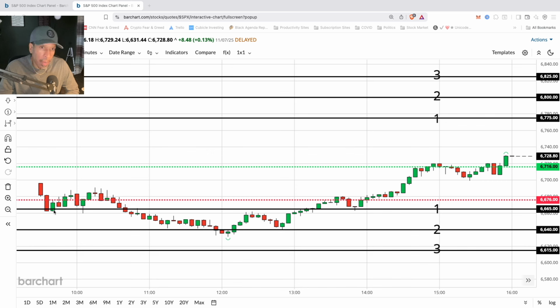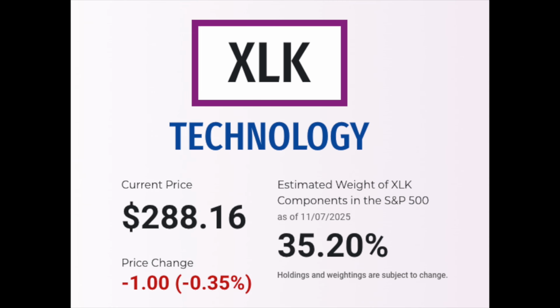But I don't automatically just place the trade. I am still looking at the price action, and I'm also looking at the XLK sector, and I'll go over to the platform here in a minute to give you guys more of a visual of what I'm looking at. But I look at the XLK because the XLK sector is the sector that has the most influence on how the SPX moves. It has about a 36% influence on how the SPX moves.